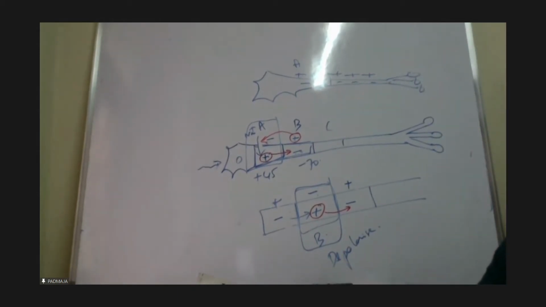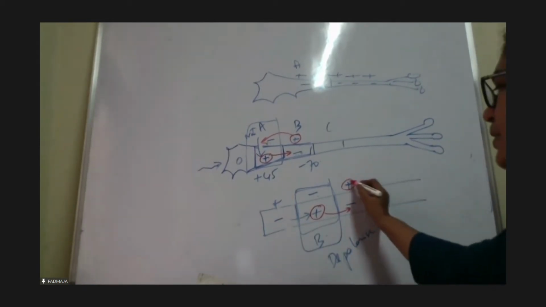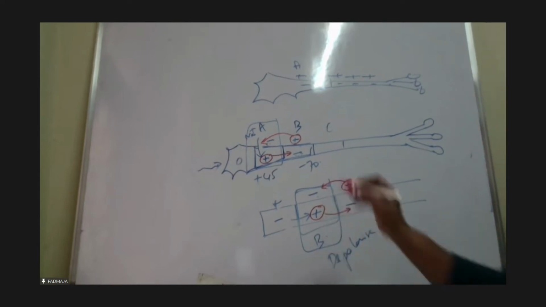Positive charges flow forward. And outside the axon, positive charges flow backward, backward to complete the circuit. So what happened? Check the next diagram, because we can't bring any motion picture there.